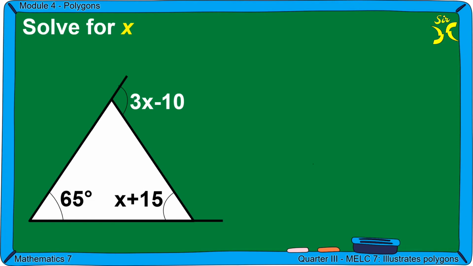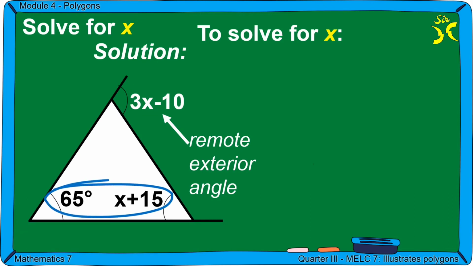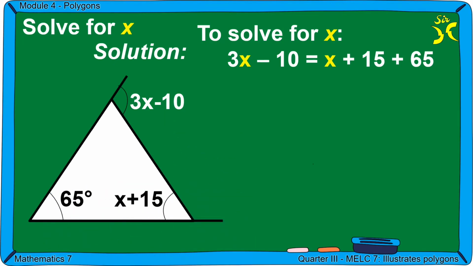How about this given problem? Solve for x. So for the solution, still we'll be using the exterior angle theorem, wherein the measure of an exterior angle of a triangle is equal to the sum of the measures of the two opposite interior angles. So 3x minus 10 is equal to x plus 15 plus 65. And 15 plus 65 is equal to 80. So therefore, we have 3x minus 10 is equal to x plus 80.